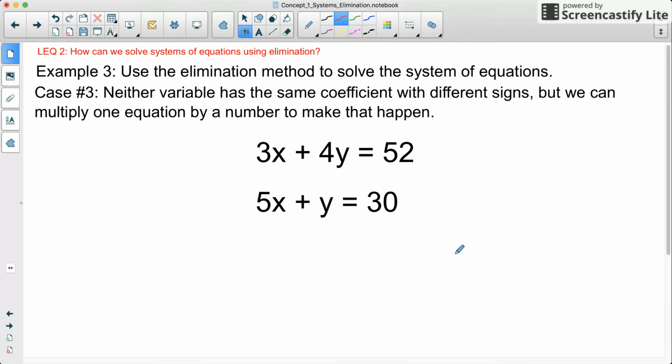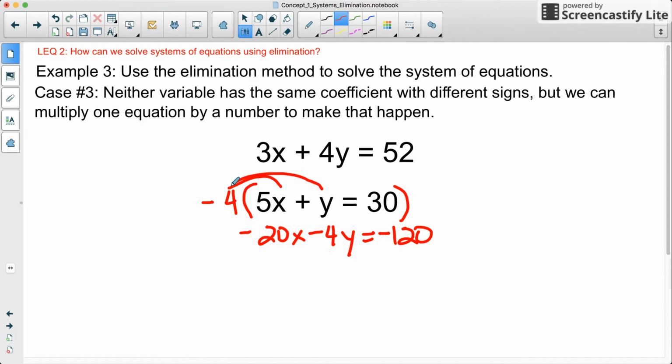So you see for the first equation, I have 4y. The second equation, I have y. So I can multiply the second equation, the entire equation, by -4. So this is going to give me negative 20x minus 4y equals negative 120, because I distributed my -4 and I multiplied everything on the inside by -4. I'm going to rewrite my second equation underneath my first one because it makes it easier to combine.